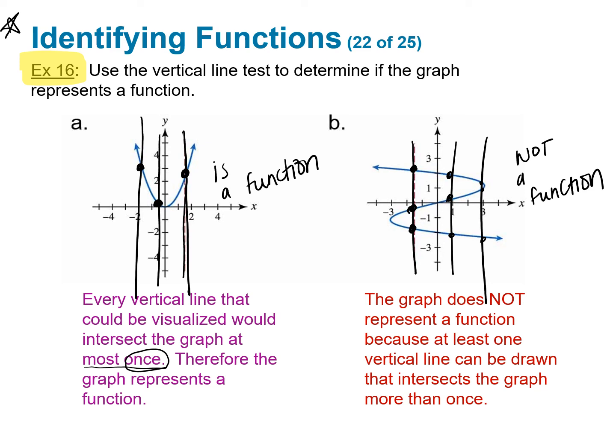Okay. So that's the vertical line test. And remember, when you see the stars and the asterisks, that means you'll see it again maybe on a quiz or a test. So make sure you pay attention there.